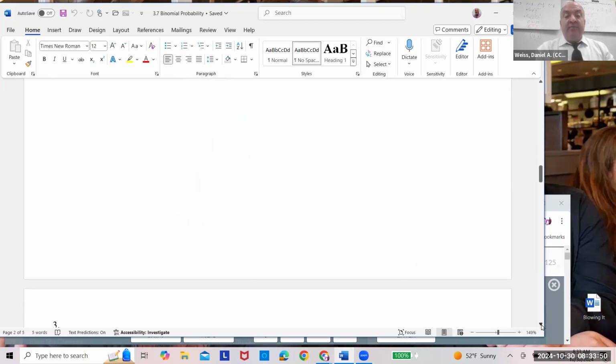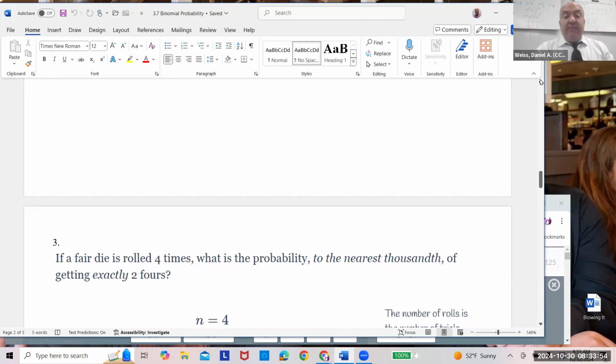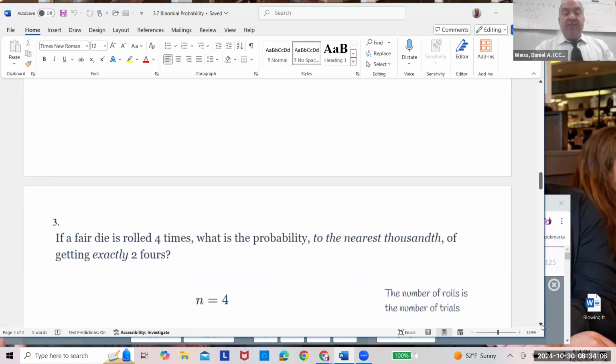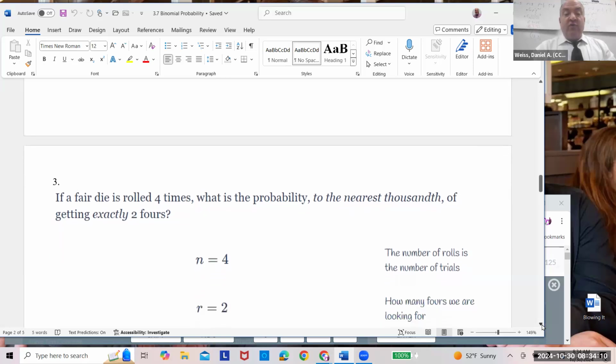Take a look here. A fair die is rolled 4 times. What is the probability to the nearest thousandth of getting exactly 2 4s? Okay. A fair die is rolled 4 times. All right, that means N is 4. That means R is 2 because I want 2 4s.